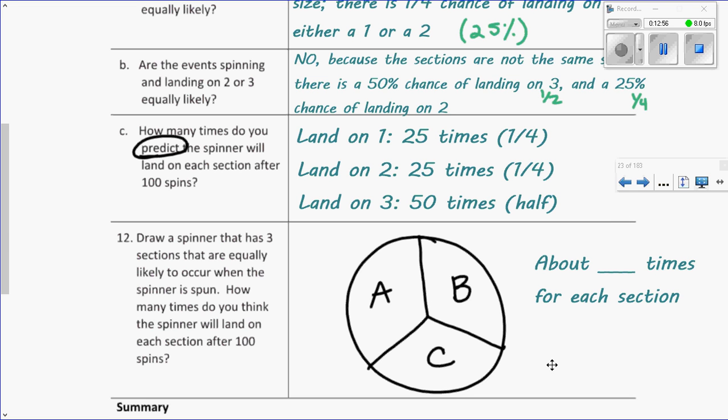It's going to be about 33. Now, if you want to get technical, it's 33 1/3 or 33.3 repeating. Or you could even say, okay, I think it'll be 33 times on these two and 34 times on that. I'm just going to say about. So pay attention to that word about because it's not exact.